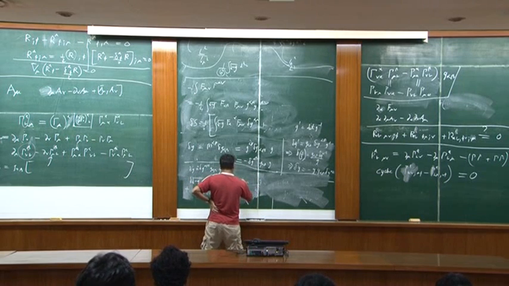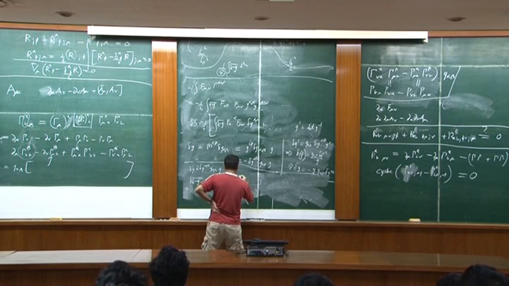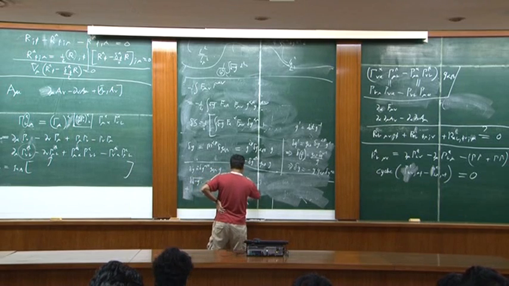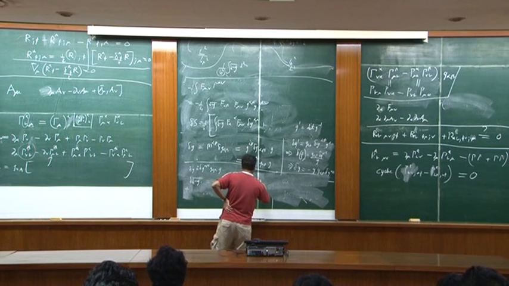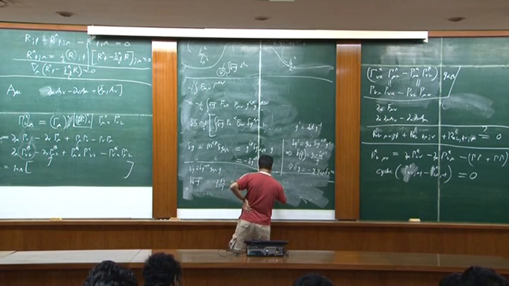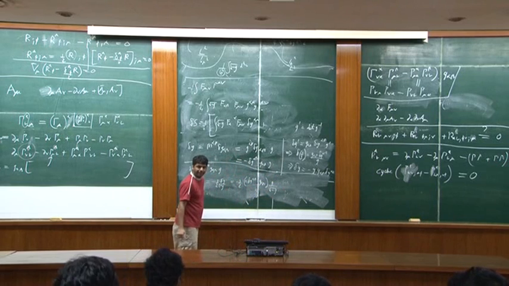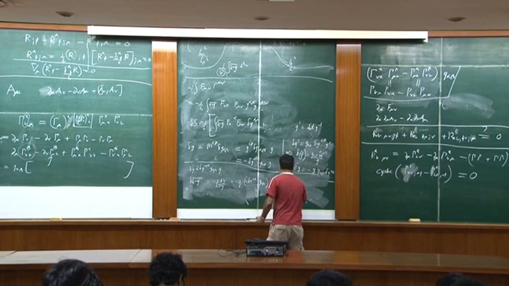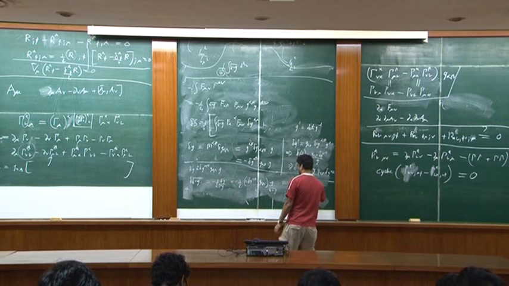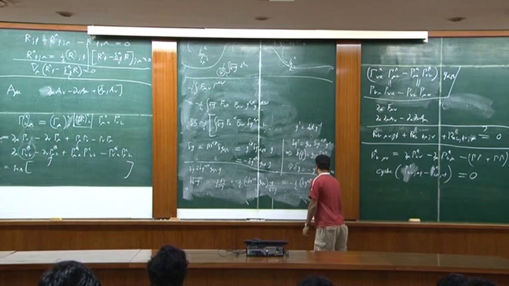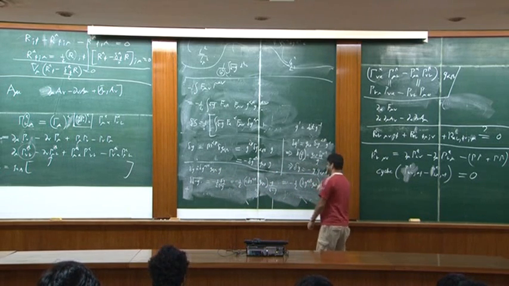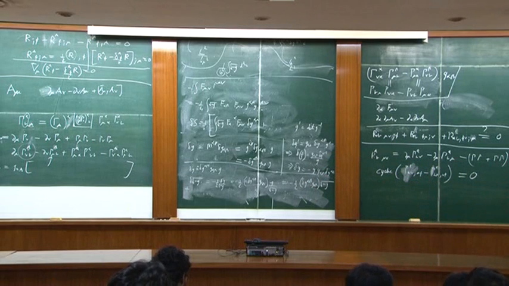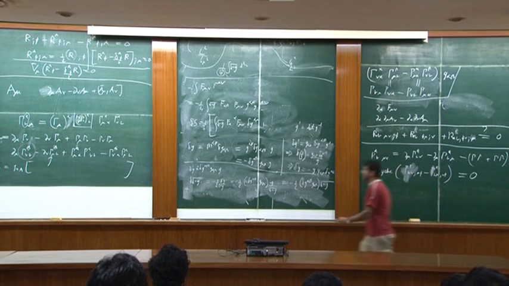Which is equal to minus half times minus delta g alpha beta into g by square root of minus g. Now I'll take this minus in here and write this as minus half into delta g alpha beta times g alpha beta square root of minus g. Okay, so let's put everything together.